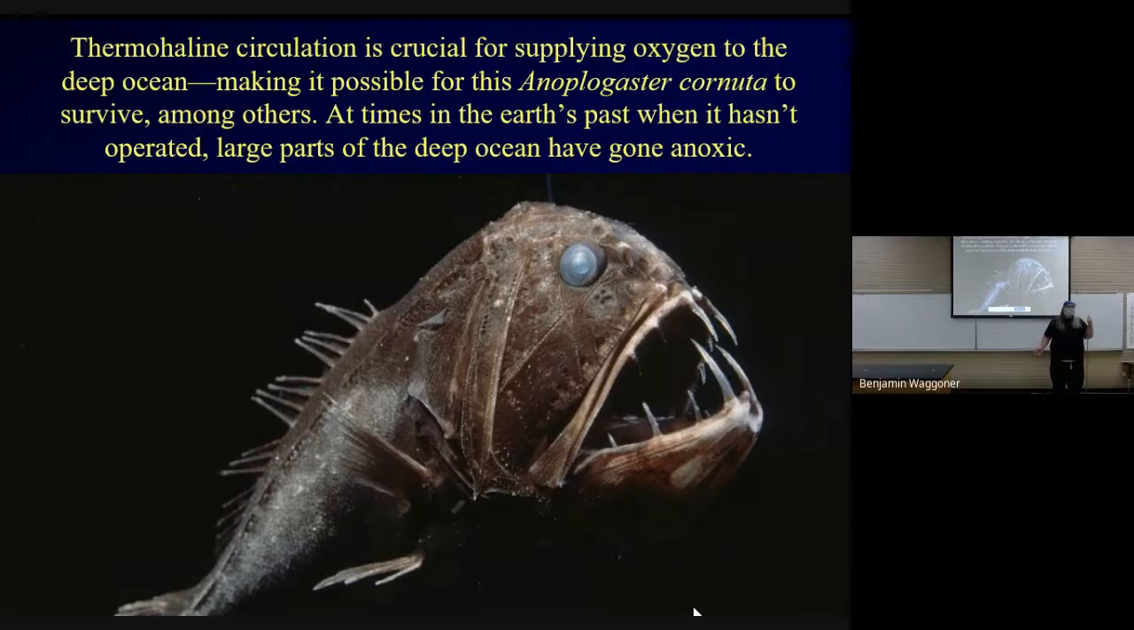There's not humongous amounts of oxygen down there at the best of times, but thermohaline circulation transports enough oxygen down to the bottom of the ocean floor that critters like Anoplogaster, I can't remember what they called it, like a fang tooth or something like that. This deep sea fish can get enough oxygen to survive. And at times when we haven't had this vertical mixing of ocean water driven by density differences, the bottom of the ocean becomes anoxic, and we don't see critters like this that can't live under such conditions.